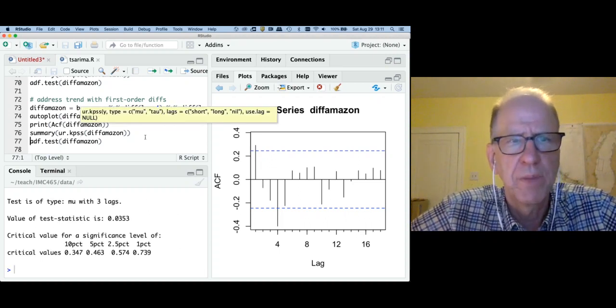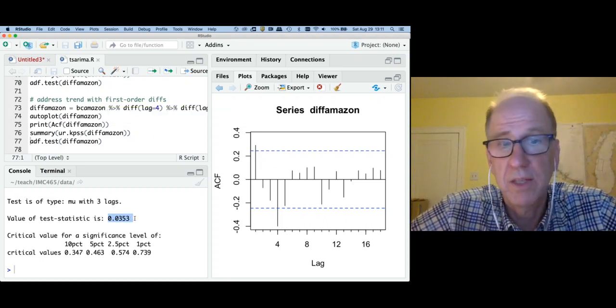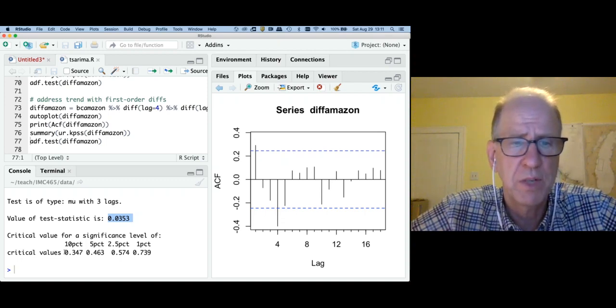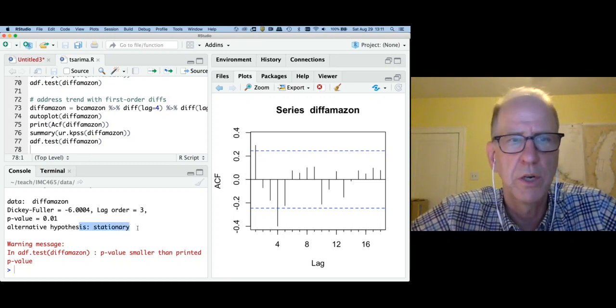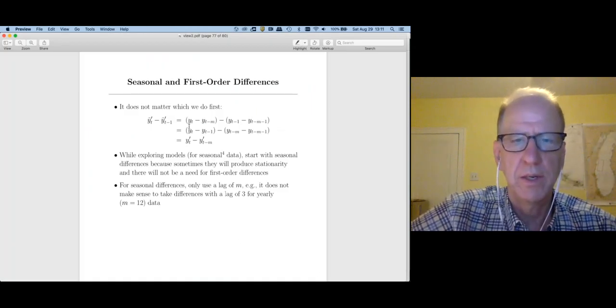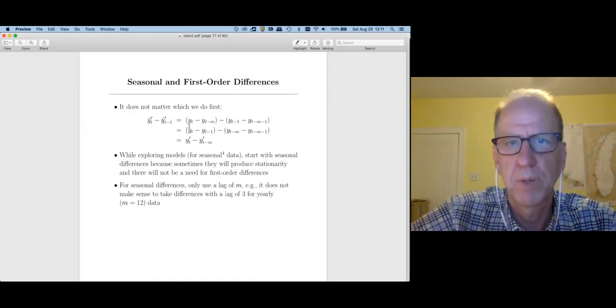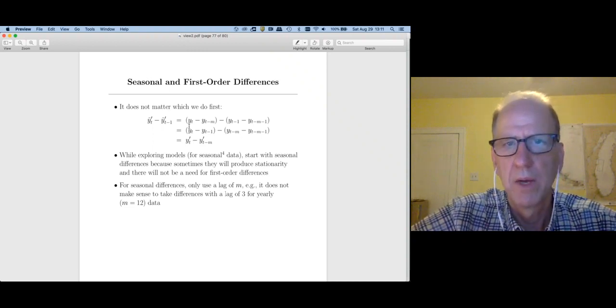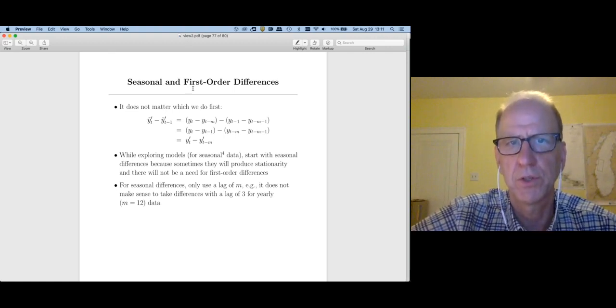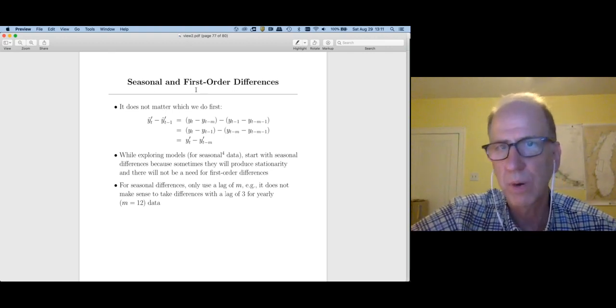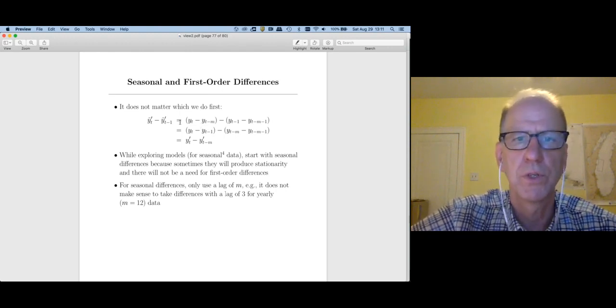If we look at the KPSS test, the test statistic is tiny. We can't reject the null hypothesis of stationarity at any of these levels. Likewise, the Dickey-Fuller test is saying you've got stationary data. The p-value is tiny, reject the null, go with stationarity. One thing that I hinted at, but which deserves a separate slide, is when you have to do seasonal and first order differences. So you've got seasonal data and there's a trend, it doesn't matter which one you do first.